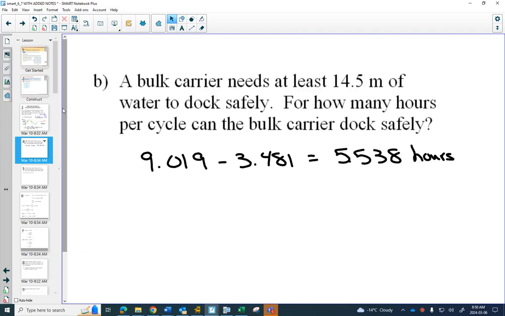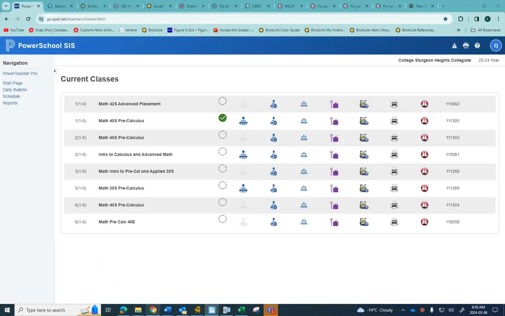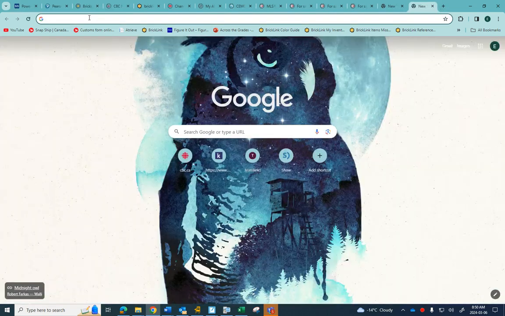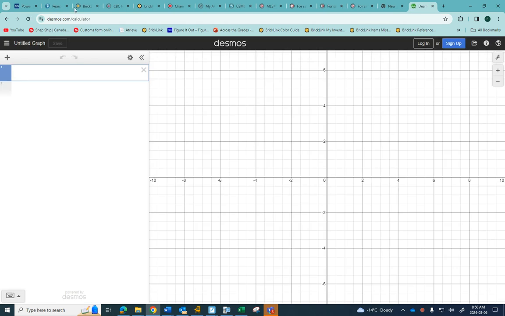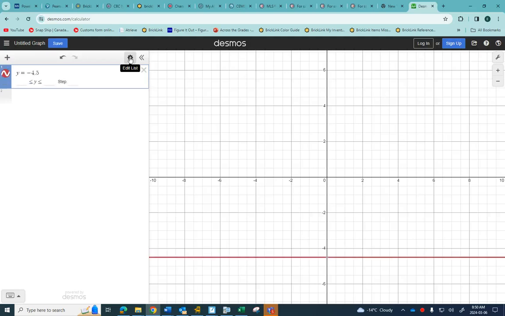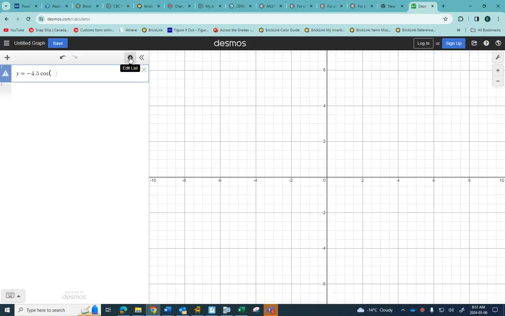Now we can still do this even if we don't have a graphing calculator. I'll show you what that Desmos program looks like. So you type in Desmos, and in Desmos on the left you can just start typing. So I'm going to type in -4.5 cos, put a bracket, 0, was it -0? Or was it positive?